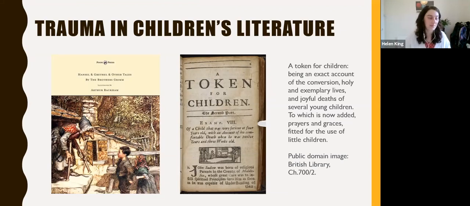Some of the earliest examples of children's literature in the UK, and this one is from the 17th century, feature really grim descriptions of hell in order to get children to behave. This here is James Janeway's A Token for Children, being an exact account of the conversion, holy and exemplary lives, and joyful deaths of several young children.